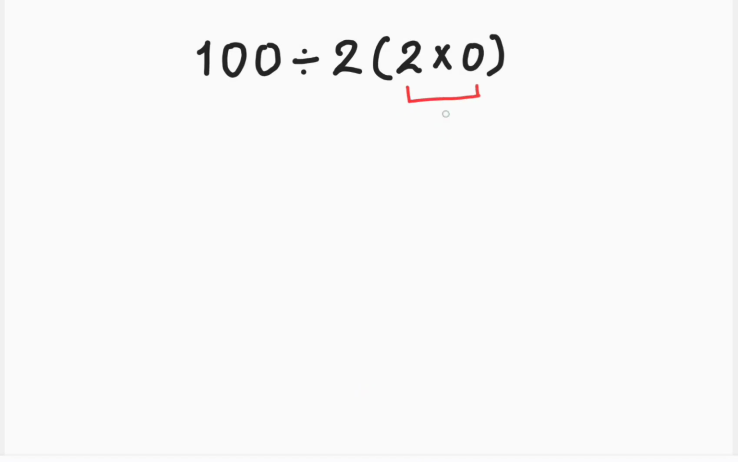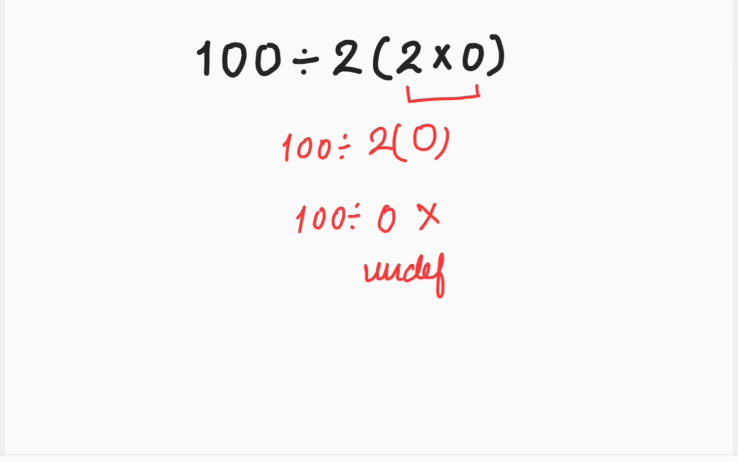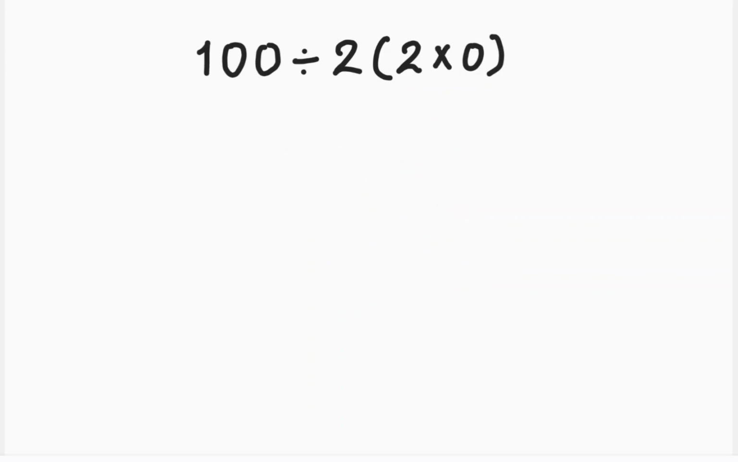At first glance, we multiply 2 and 0, and then 100 divided by 0, which is not possible, but the answer is not undefined. Let's see the correct usage of PEMDAS or BODMAS method.